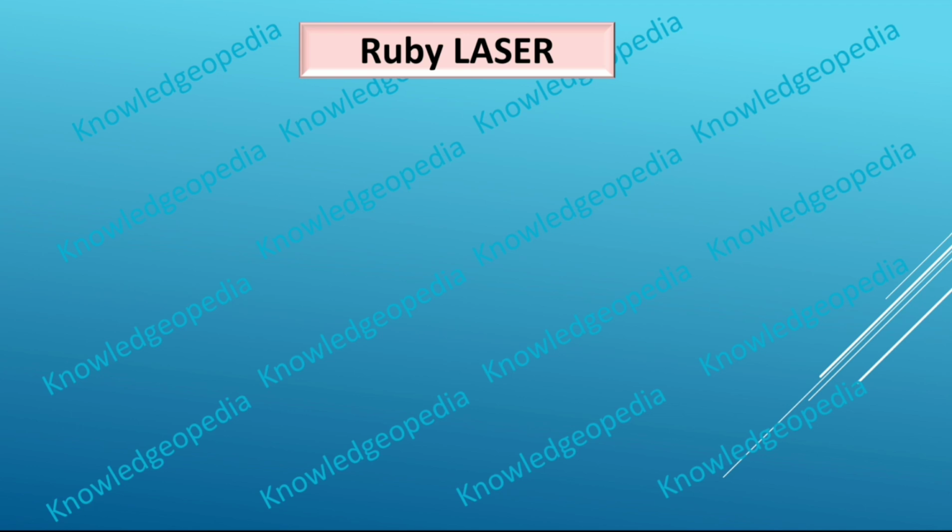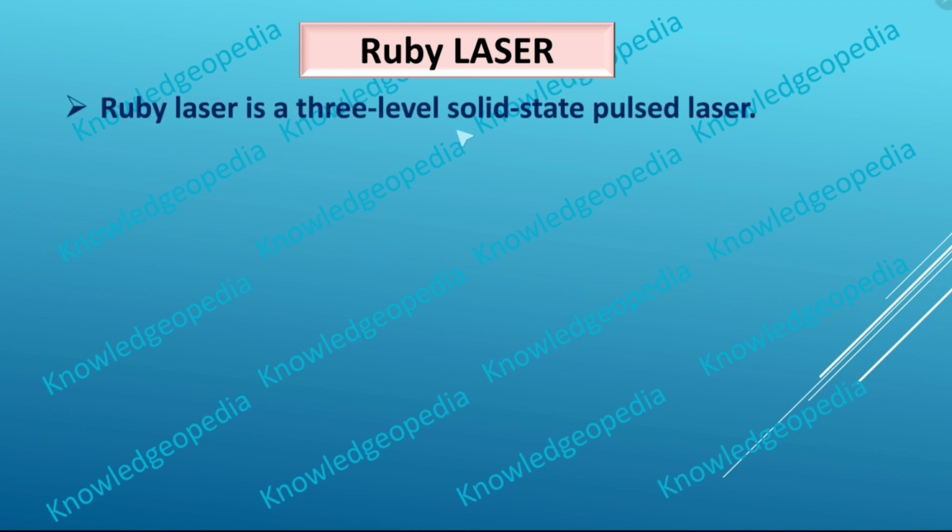So what is this ruby laser? Ruby laser is a 3-level solid state pulsed laser. From here you can see it is clearly mentioned that this is a 3-level laser, that means 3 energy levels are involved in the process of the lasing action. Further, it is a solid state laser because the active medium is in the form of solid, and this is also a pulsed laser, that means the output is not continuous, rather it is pulsed in nature.